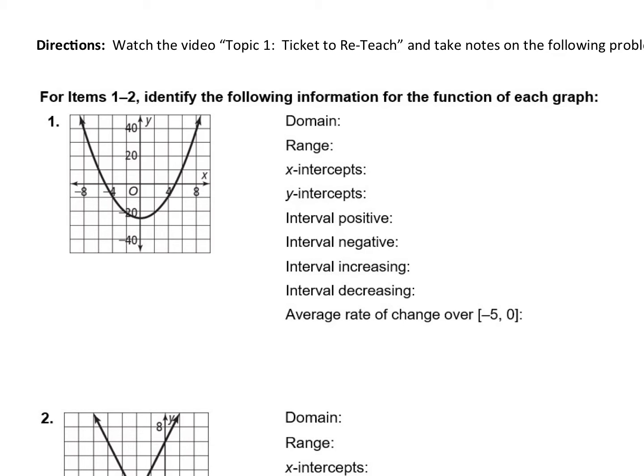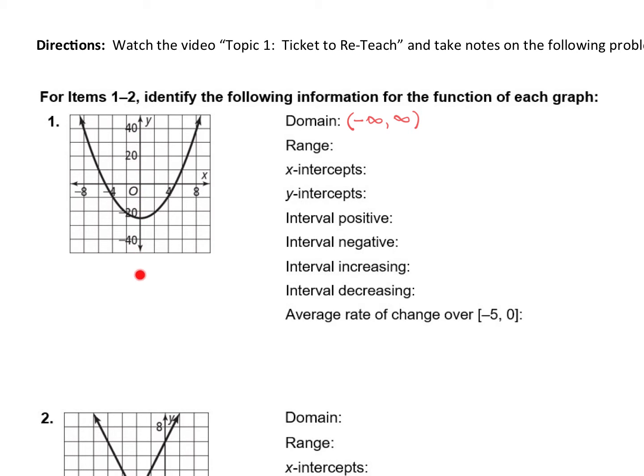So for items 1 and 2, identify the following information for the function of each graph. Domain is your input values, it is the x values. Here's our graph. It's going to continue forever up and out. This graph will hit every single x value, which means our domain, in interval notation, smallest number first, is negative infinity to positive infinity. And these get parentheses because you can't actually include infinity, but you will approach infinity with that domain.